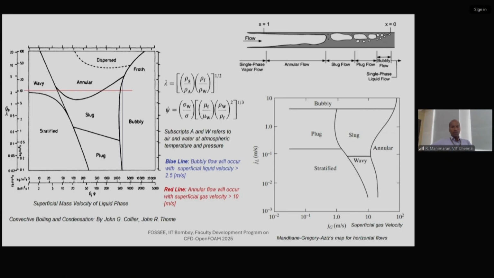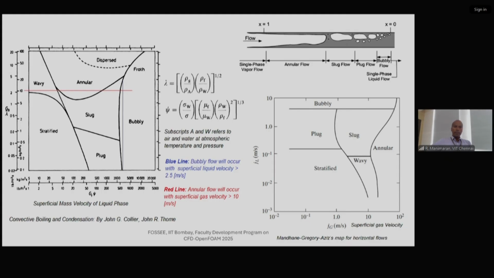Further increasing both the liquid and the gas, you can see it is in the form of froth, and the bubbly flow is at the bottom. So this is like a merging of the regions by increasing both the liquid phase and the gas phase. It is well available in the literature, and many people have worked on it. Convective boiling and condensation is also explored by John G. Collier and John Armstrong. And you can see this literature by Mandhane and Gregory. They have formed a map for horizontal flows in pipelines.